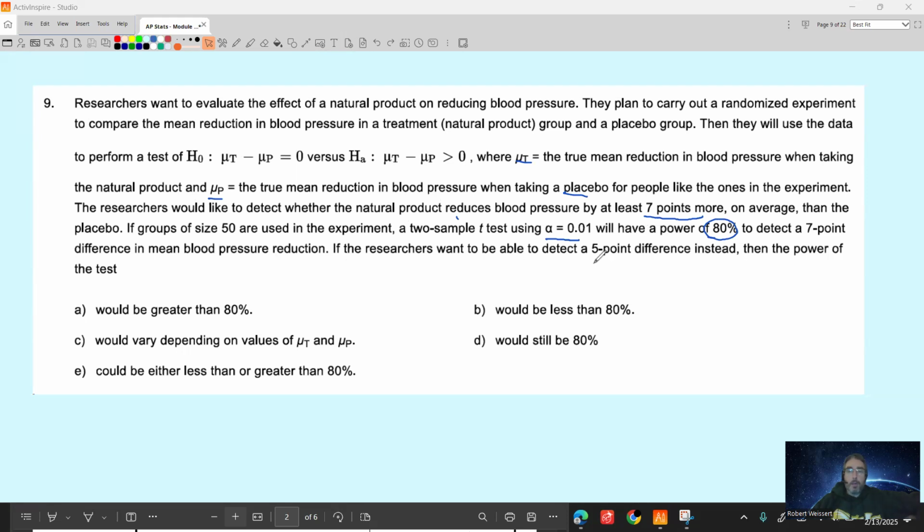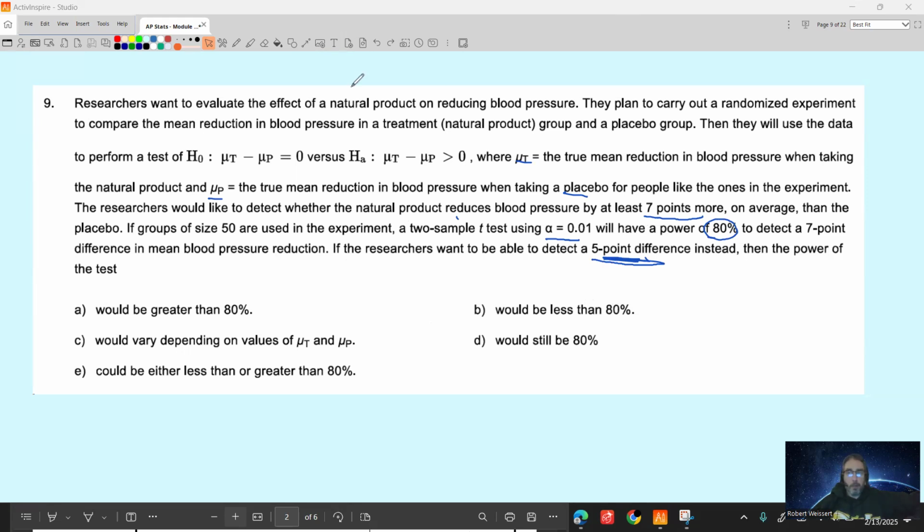If the researchers want to be able to detect a 5-point difference instead of a 7-point difference, what's going to happen to the power? And you have some options. Is it going to be greater than 80%? Is it going to increase? Is it going to be less than 80%? Is it going to vary depending on the means? Would it still be 80% or would it be less than or greater than 80%?